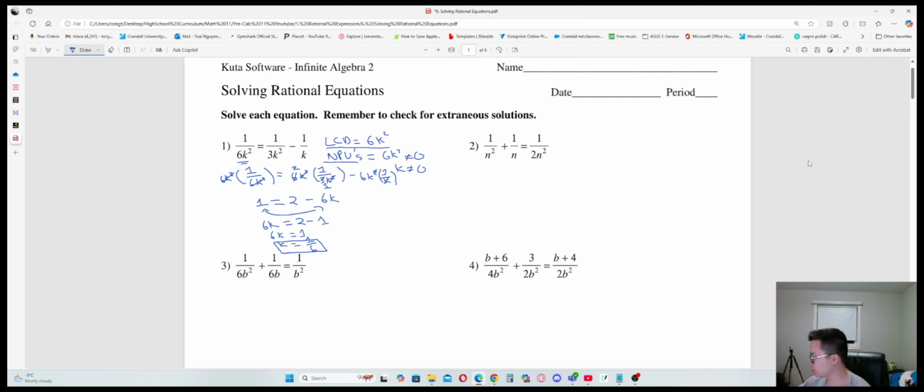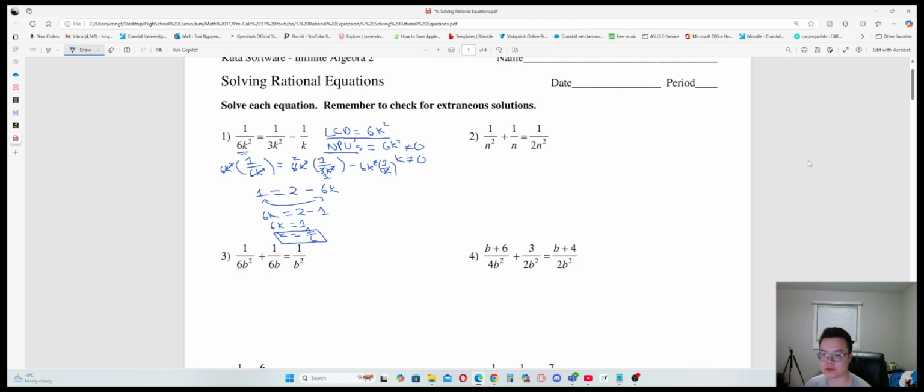If you know how to do verifying, go ahead. Verifying is just another step to check whether your answer is correct or not. What you do is you replace all the k values here with 1 over 6, and then you plug it into your calculator to prove that both sides are equal. If they are both equal, that means your answer is correct.